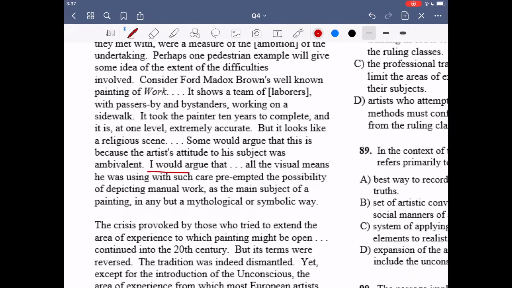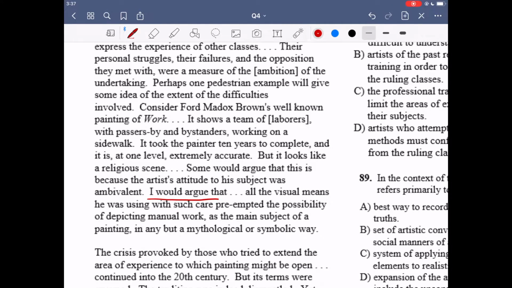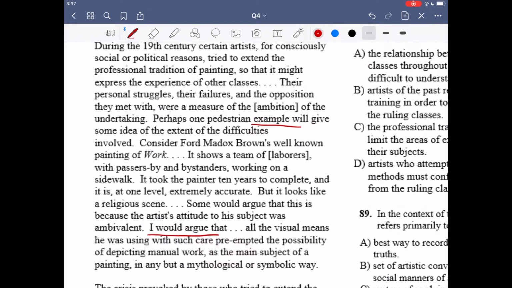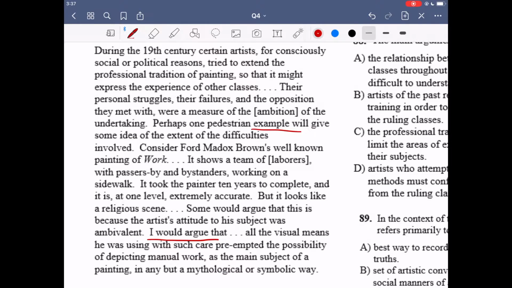So I would argue that should definitely stand out to you. Also, example. So these are some main things in this paragraph. The author of the paragraph gave an example of something to illustrate their point, and also they use the words "I would argue that." So very clearly they're showing where they stand in this case. But the main takeaway from this paragraph, once again, is that whatever training you have, those are the values you're going to be constricted by.